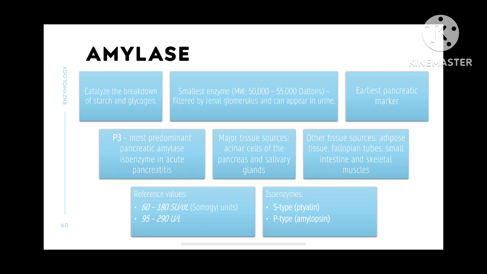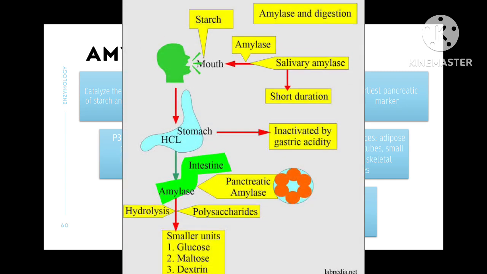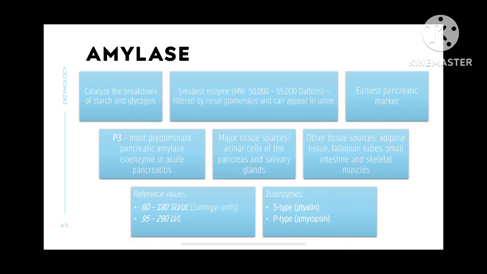urine. Digestion of starches begins in the mouth with the hydrolytic action of salivary amylase. The salivary amylase activity, however, is of short duration because on swallowing, it is inactivated by the acidity of the gastric contents. Pancreatic amylase then performs the major digestive action of starch once the polysaccharides reach the intestine.